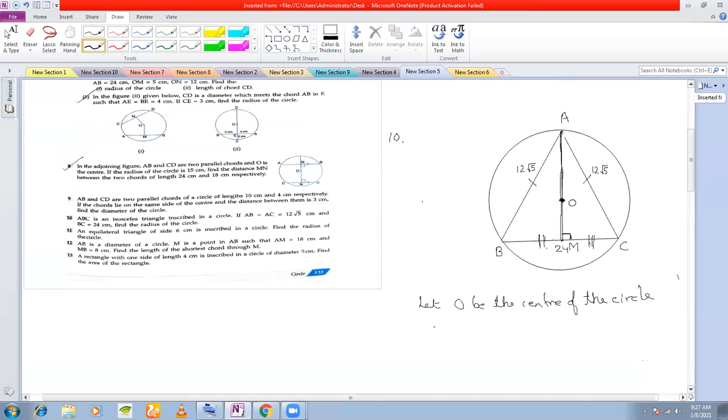Let us write this down. Okay, draw AM perpendicular to BC. Therefore, BM is equal to MC. Reason? Since triangle ABC is an isosceles triangle, since triangle ABC is isosceles with AB equal to AC.